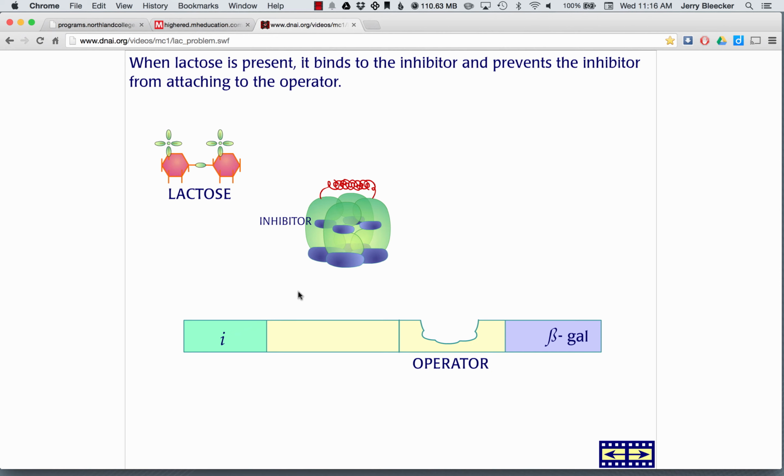So, feedback inhibition. Actually, this one, it's not my favorite. It's not the one I want to show you. It's pretty good, but I like the lactose operon a little bit better.